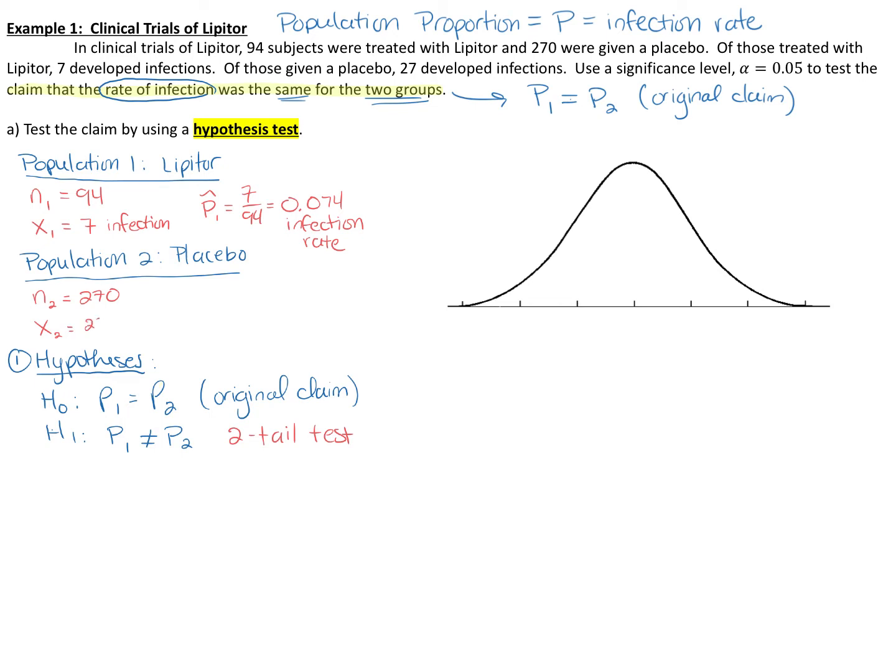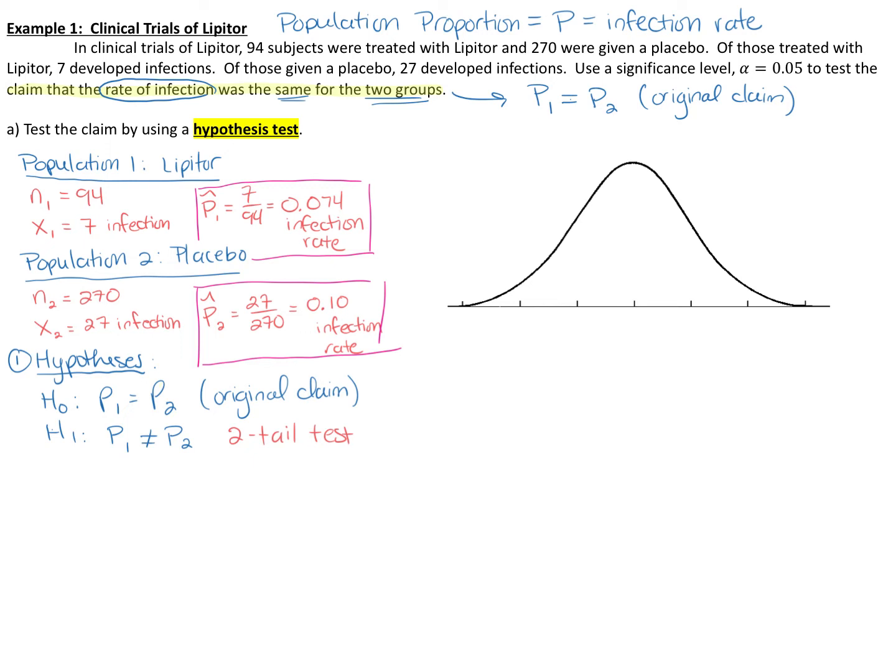X sub 2, 27 of them developed infections. So that gives me a sample proportion, we'll call this p hat sub 2, of 27 out of 270, or an infection rate of 0.10. So the infection rate for the second group is 0.10. Just looking at our sample data, hopefully you can see right away that the infection rate for the two groups is in fact different, because clearly 0.074 is not the same as 0.10.